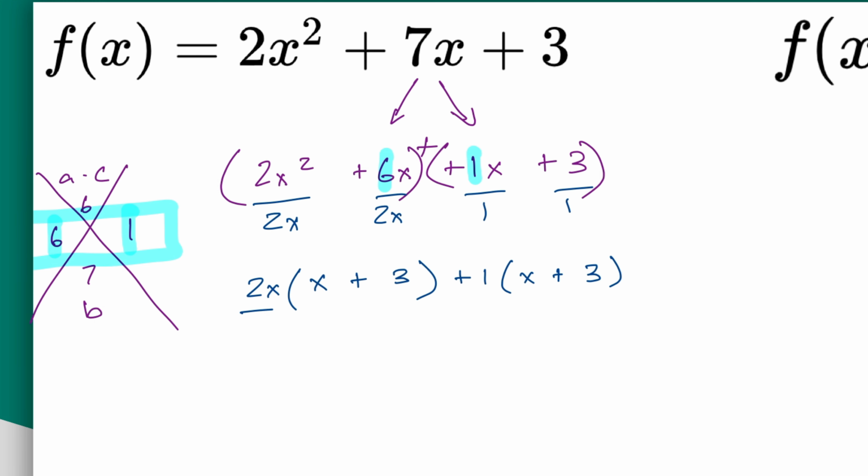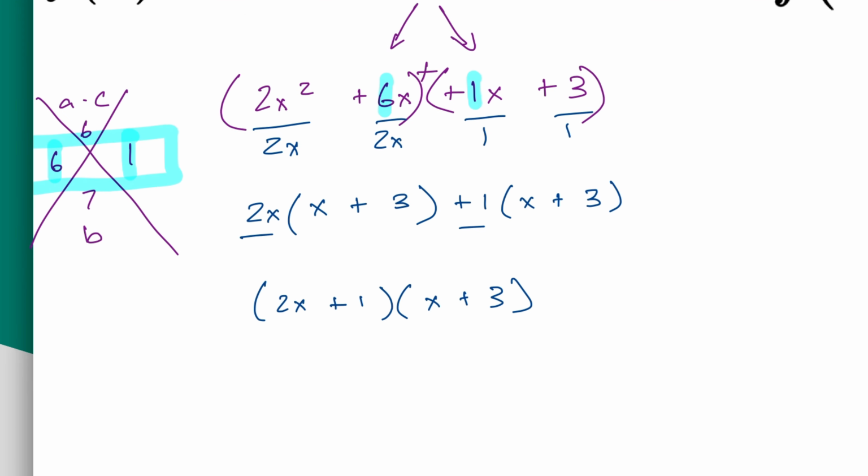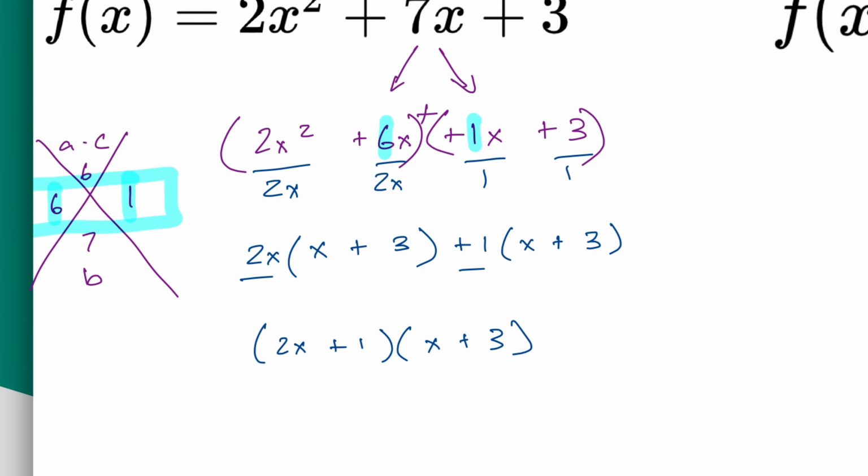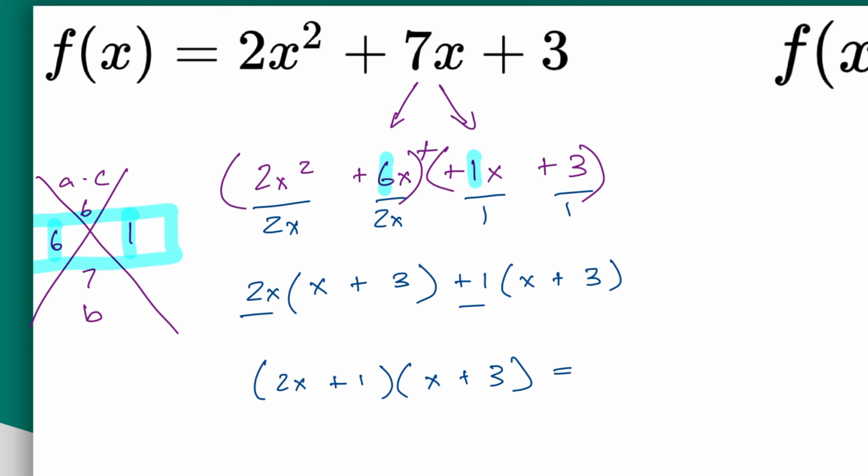Now we're going to take 2x and 1. We're going to write it as a single binomial, and then x plus 3 as a single binomial because we know that this step had to have occurred because of FOIL. Remember, we're going in the opposite order of what it would have been if we did FOIL. Now, this is a quadratic. We're not done. This is equal to 0.